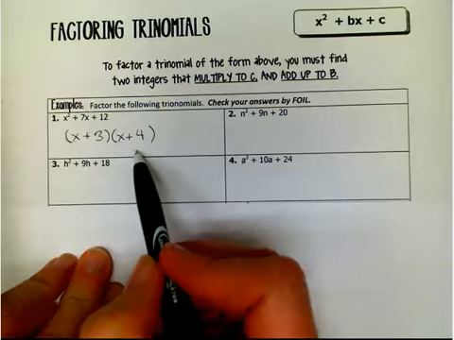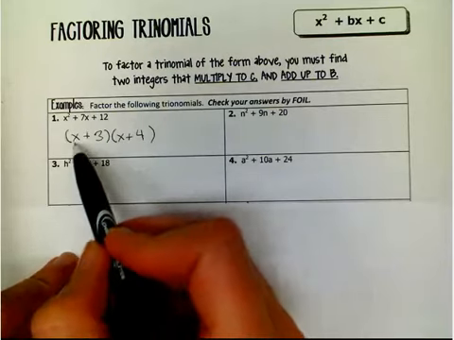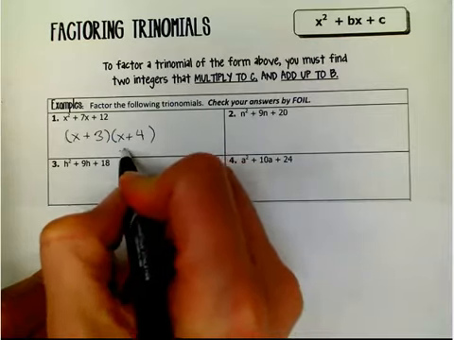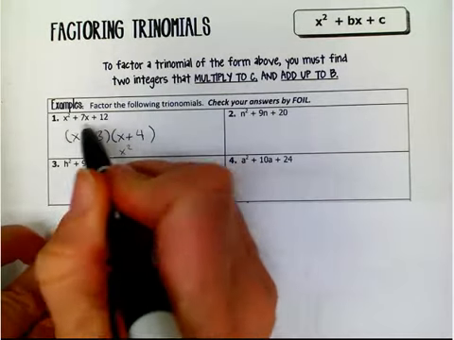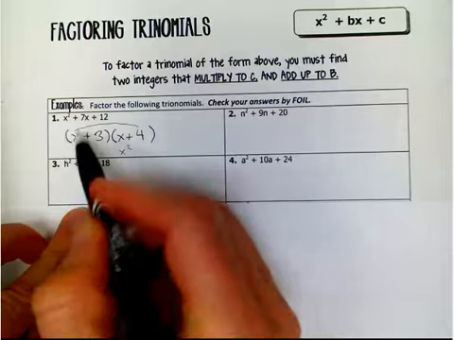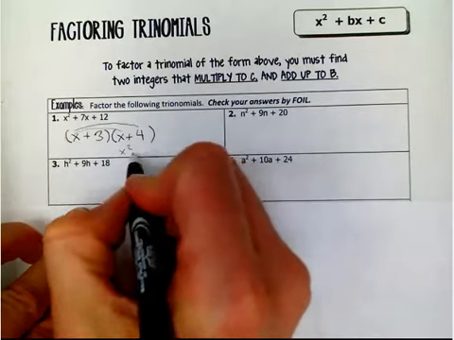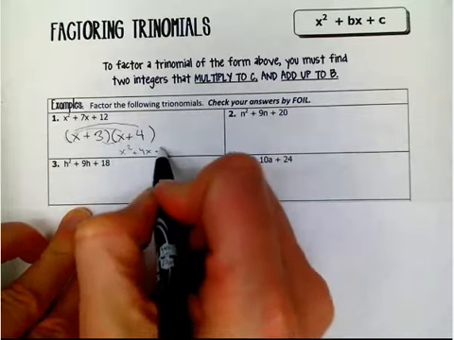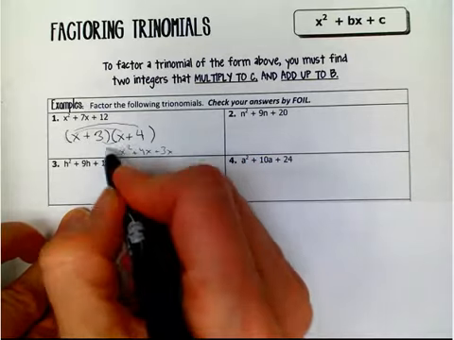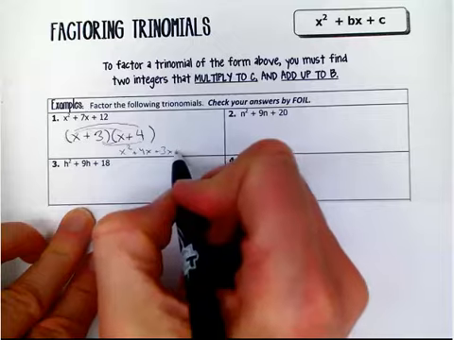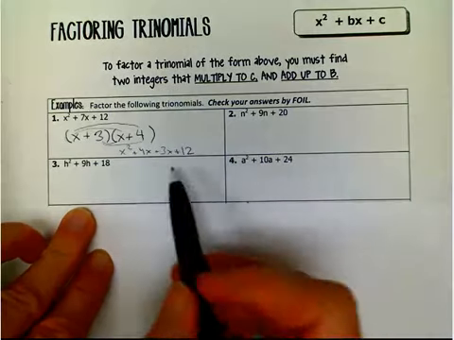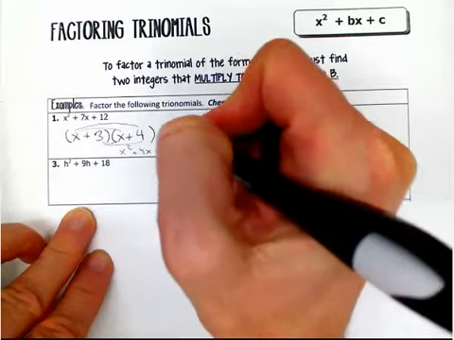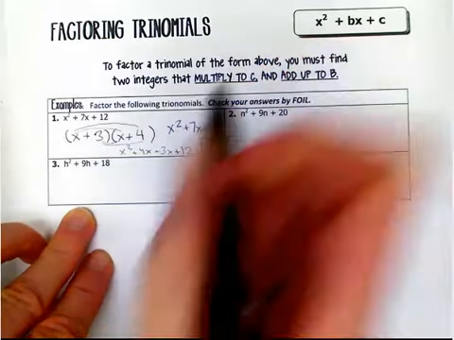But I'm going to check myself by doing FOIL. So if I take my first terms, I have x times x, I'm going to have x squared. If I take my outside terms, I'm going to have x times 4 is 4x. And then when I take my inside terms, I have 3x. And when I take my last terms, I have 3 times 4 is 12. So when I simplify this, I end up with x squared plus 7x plus 12, which is what I started with.